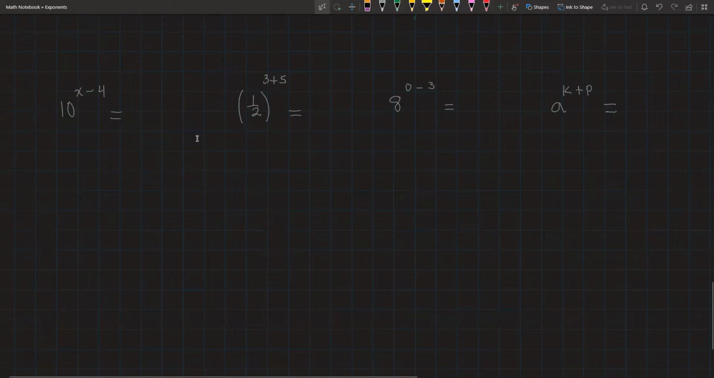All right, see if you can do these ahead of me or faster. The same base is 10. We are subtracting the exponents. Therefore, we have 10 to the x divided by 10 to the 4th. And that's it for that one.